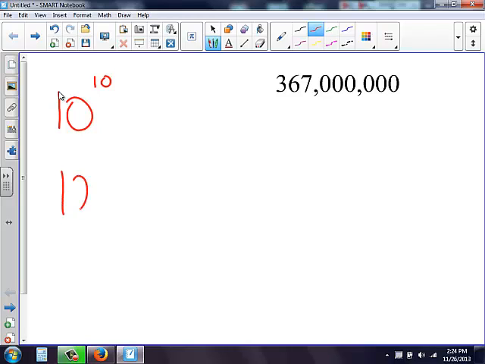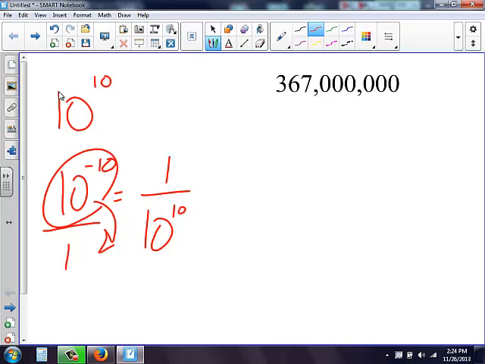Now, if I were to give you 10 to the negative 10 exponent, we know we can't have negative exponents, so I would have to move that to the bottom. So that would be the same thing as 1 over 10 to the 10th. Now that's a really small number. So when I'm talking about scientific notation, I think of big numbers and small numbers instead of left and right.